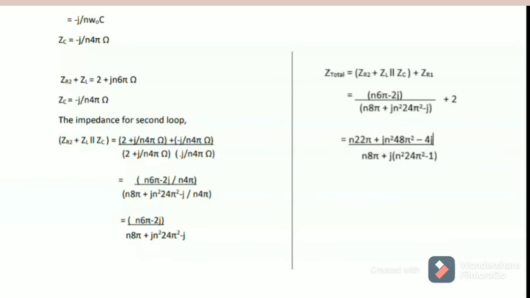Lastly, we need to find the total impedance. The formula is ZR2 plus ZL parallel ZC plus ZR1. We solve the equation and we've got the answer n 22 pi plus j n square 48 pi square minus 4j over n 8 pi plus j bracket n square 24 pi square minus 1 bracket.